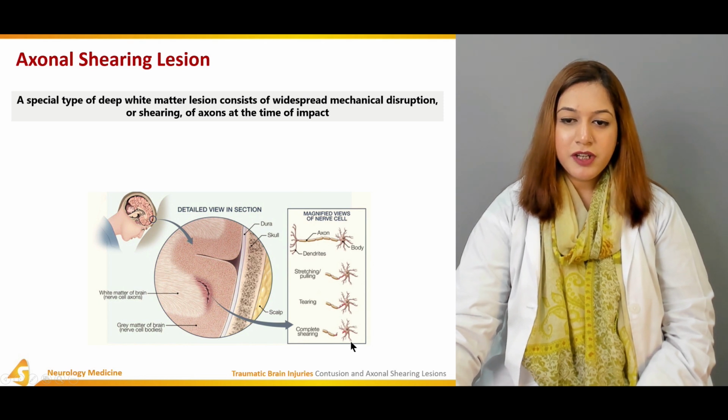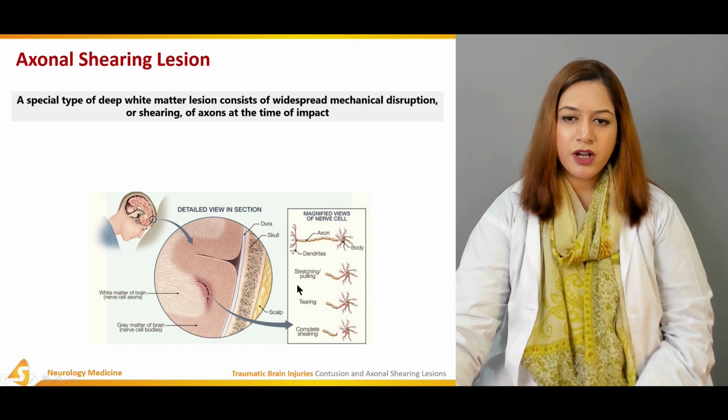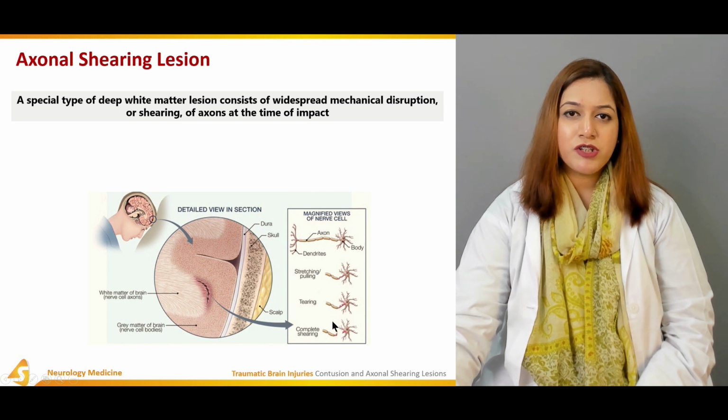In case of a complete shearing, what happens is this is the body, these are axons, and this is dendrite. Whenever a contusion or a concussion occurs, there is stretching or pulling of the axons, which leads to tearing and then ultimately complete shearing of axon from the nerve cell body.